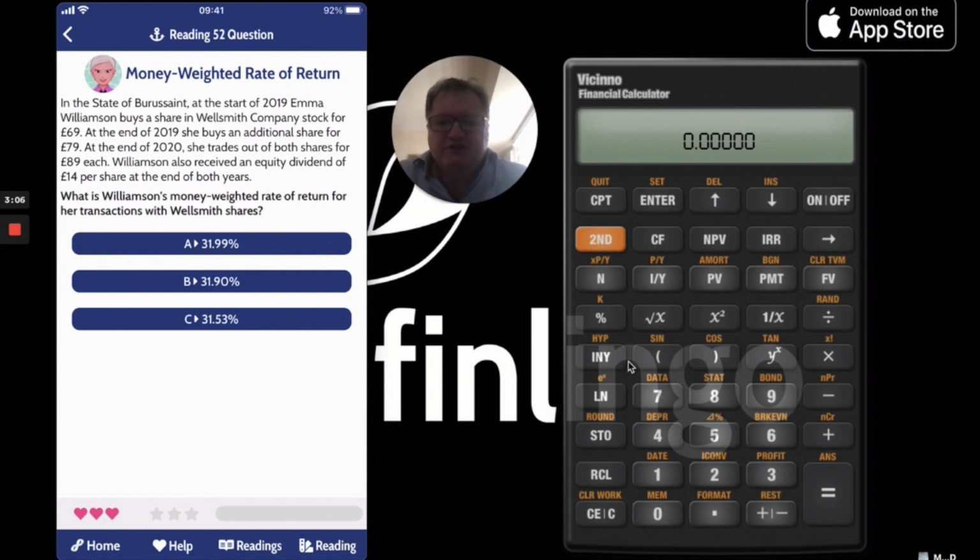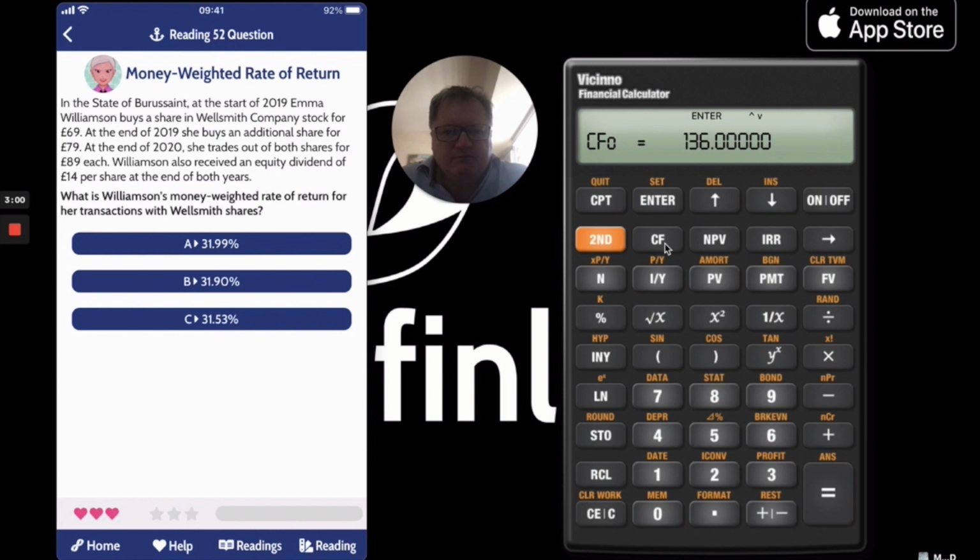So, first of all, remember it's an internal rate of return really in disguise, this question. So, cash flow. You can see there's some stuff in there, so make sure you get rid of all that stuff by pressing second clear work. We now have a clean sheet. So she buys a share for 69, so 69, that goes in. There we are. That's going into the investment account.